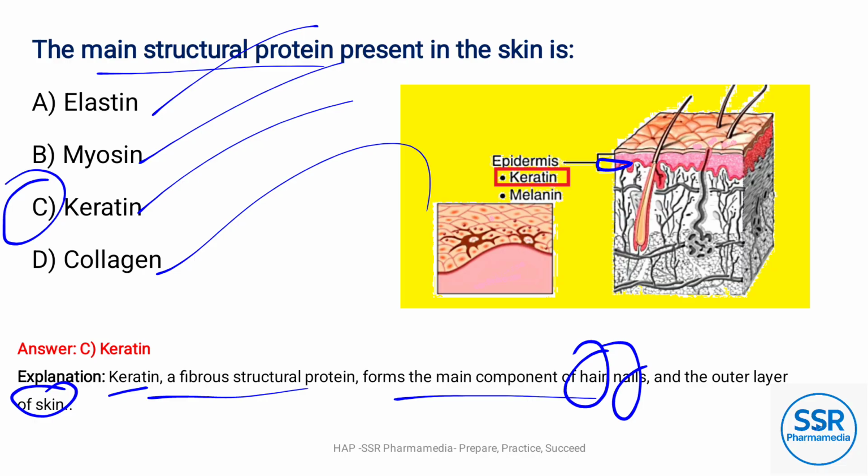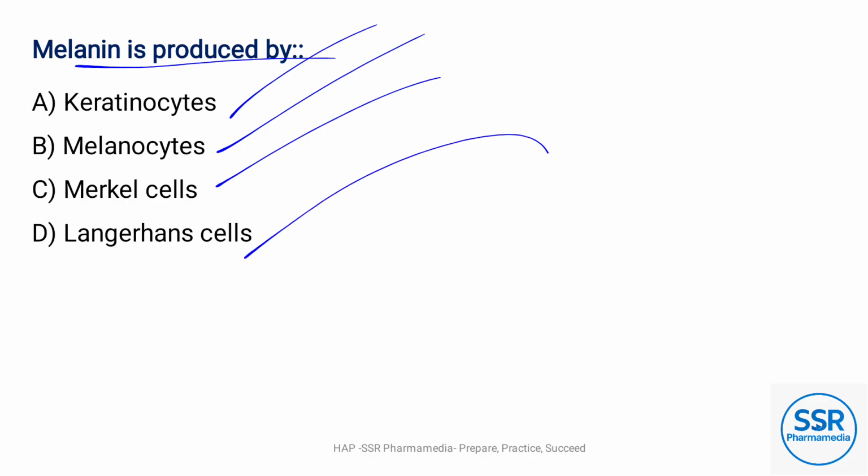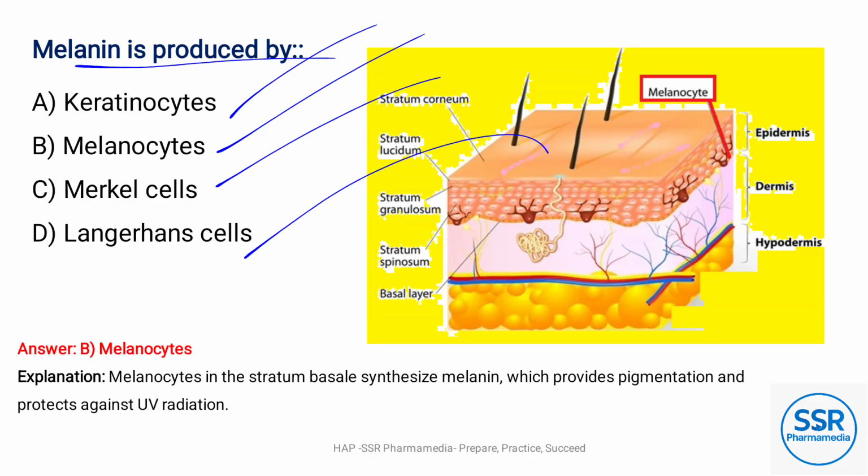In the epidermis of the skin, melanin is produced by option A, keratinocytes, option B, melanocytes, option C, Merkel cells, option D, Langerhans cells. The answer is option B, melanocytes. Melanocytes in the stratum basale synthesize melanin, which provides pigmentation and protects against UV radiation. The melanocyte is present in the epidermis, in its deepest part.